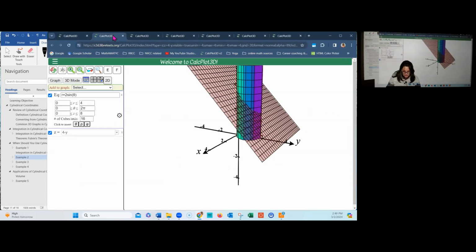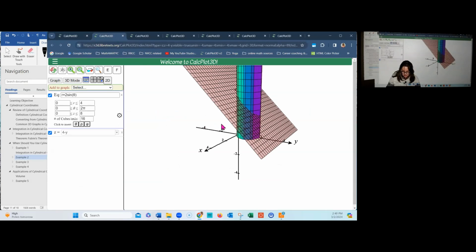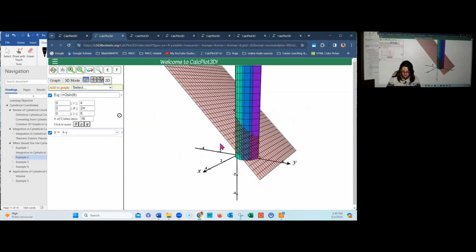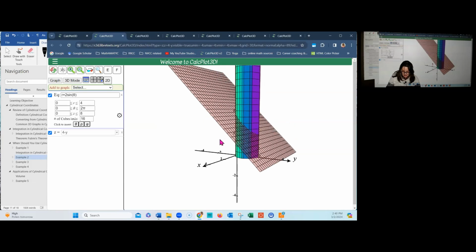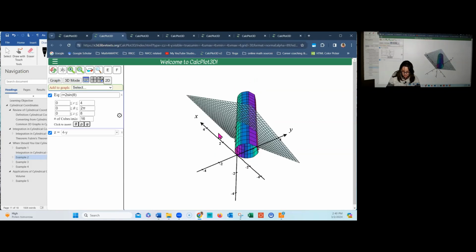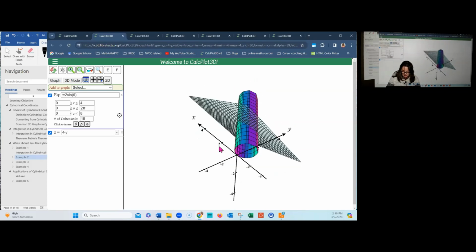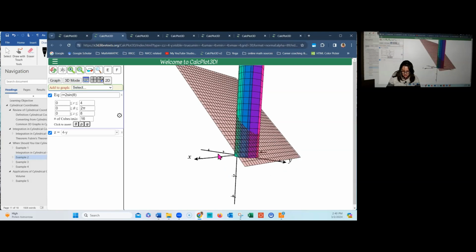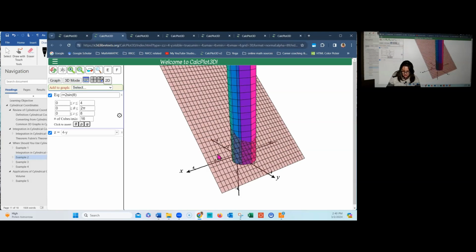In CalcPlot 3D, our original shape, of course, looks something like this. Notice that the cylinder is going all the way through the plane, and we want it to stop at the xy plane. When we look at this, don't forget that you can use BSP triangulated to smooth out the edges between the plane and the circular cylinder.